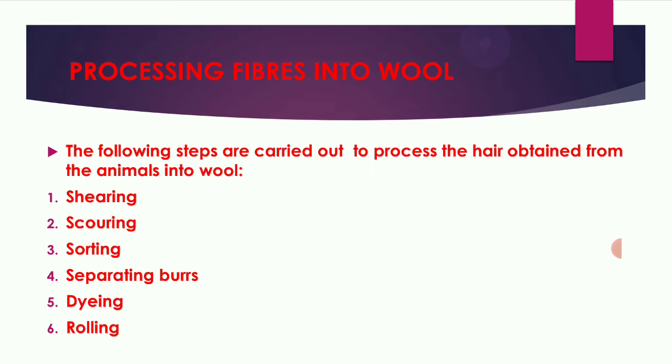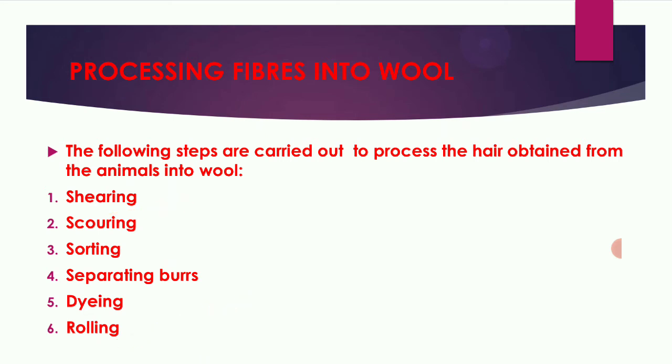Next, processing fibers into wool. There are different steps which are carried out to process the hair obtained from the animals into wool. The following steps are carried out to process the hair obtained from the animals into the wool. The steps are shearing, scouring, sorting, separating, dyeing and rolling.